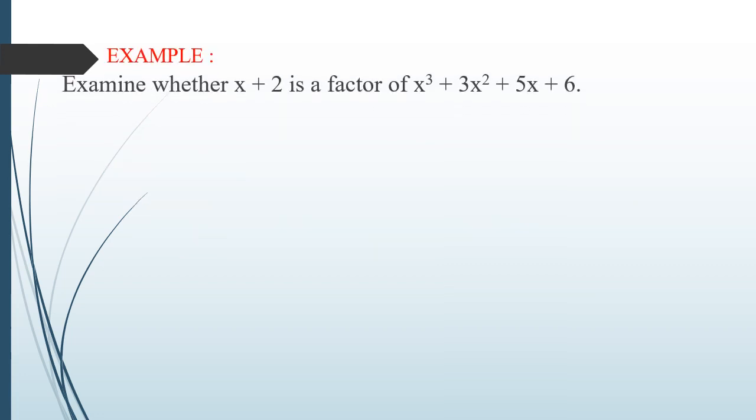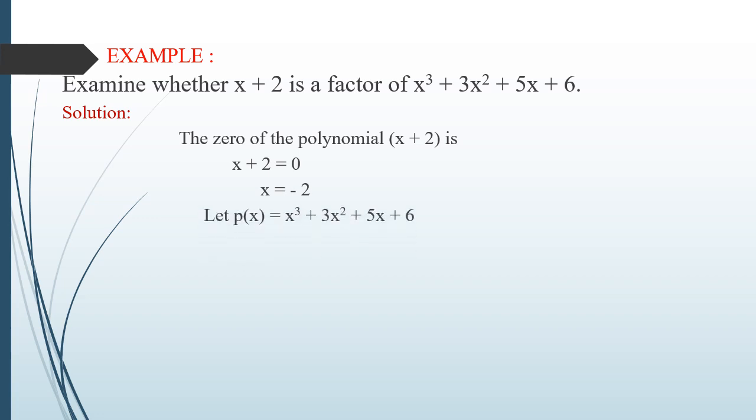Example for factor theorem. Examine whether x plus 2 is a factor of x cube plus 3x square plus 5x plus 6. The zero of the polynomial x plus 2: x plus 2 equal to 0, so x equal to minus 2. In the given equation, wherever x is there, we have to substitute minus 2.